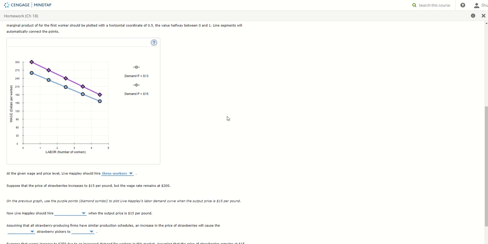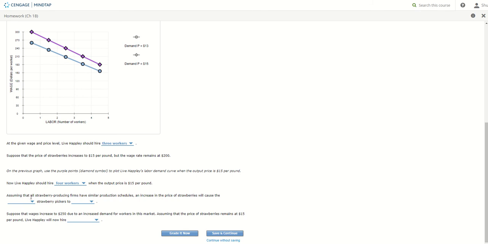So this is our demand curve. Now Live Happily should hire how many people? Again, as long as it's more than 200, we're going to hire this person. The first person, we'll hire. The second person at 270, we'll hire. The third person, 240, we'll hire him. The fourth person, 210, we'll hire this person too. The last person here is 180, which is too little. We're only going to hire four people. So I'm going to hire four workers.